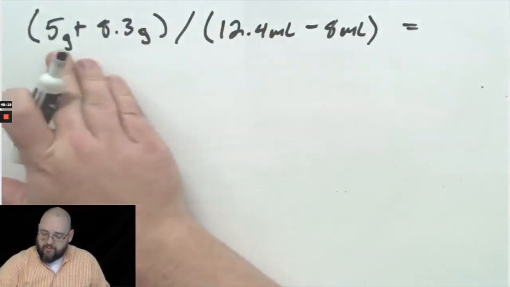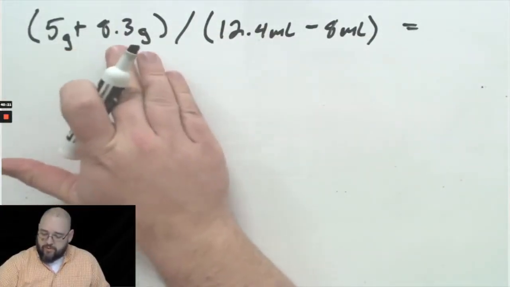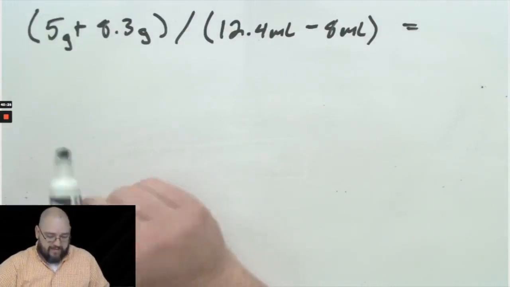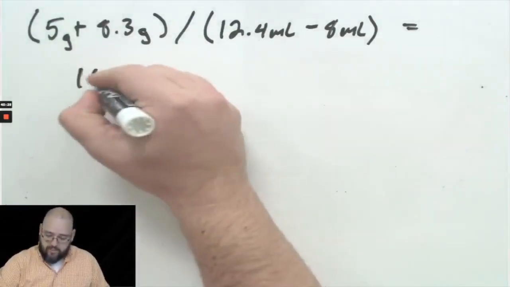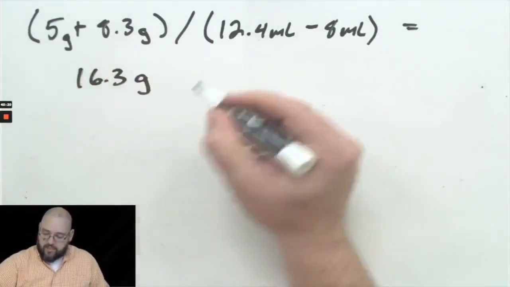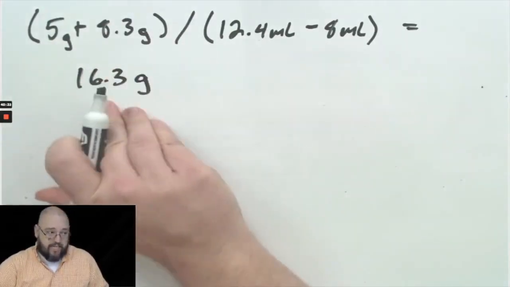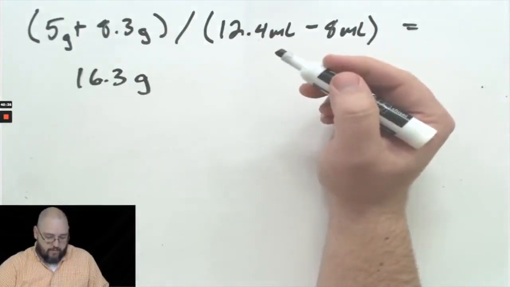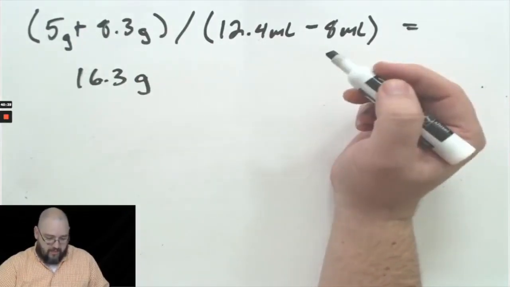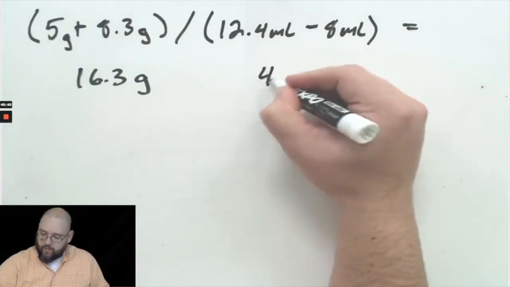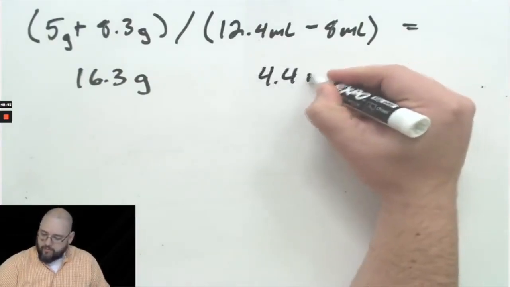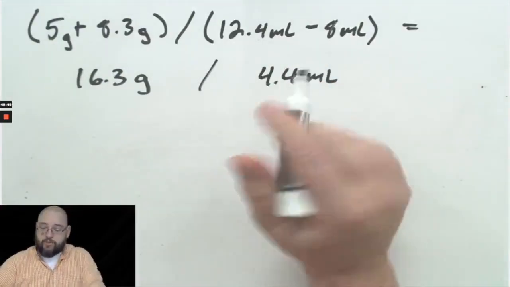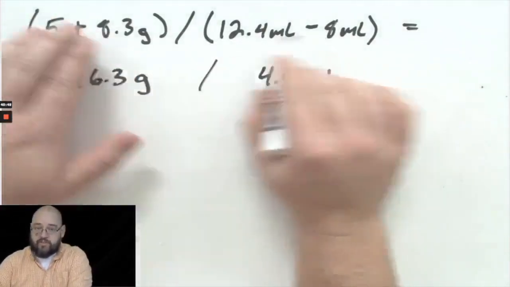And so I have 5 plus 8.3 grams. So I'm going to do 5 plus 8.3, and that gives me an answer of 16.3 grams. Mathematically, this is what the calculator gives. And then I do 12.4 minus 8, and I get 4.4 milliliters. Again, this is what the calculator gives me. And I'm doing the order of operations, so I'm doing my parentheses first.